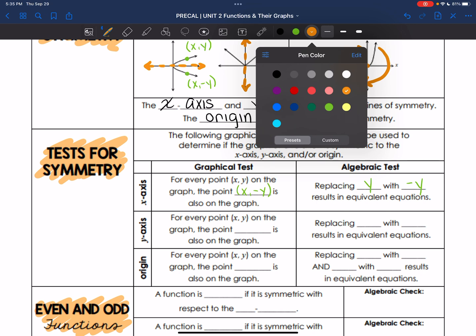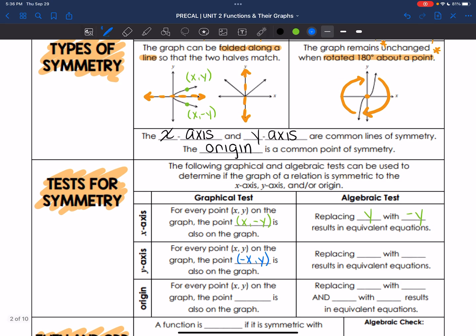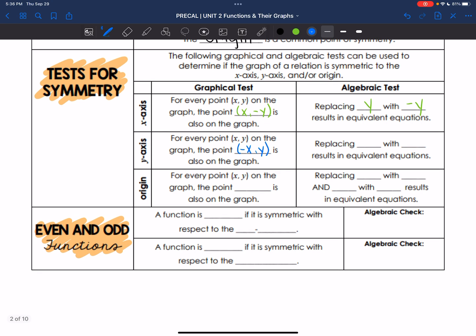Now, we can also have y-axis symmetry, and for every point (x, y) on the graph, the point (opposite of x, y) is also on the graph, which you can see modeled above. Here is a point with positive x and positive y, and it is reflected here where the x is now opposite and the y is still at that same height. We can test this algebraically by replacing x with the opposite of x, and it will have that equivalent equation.